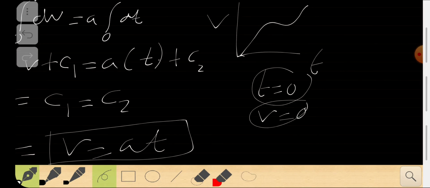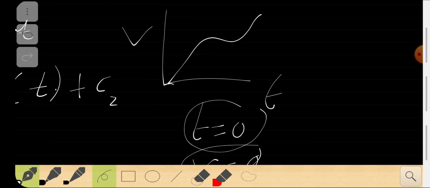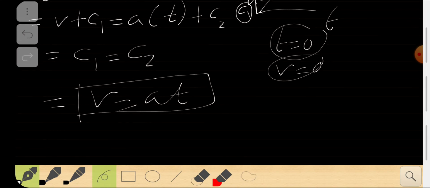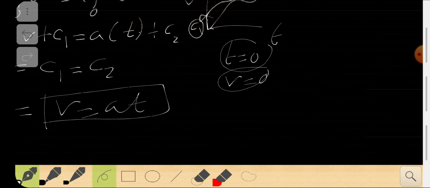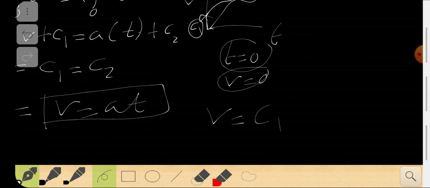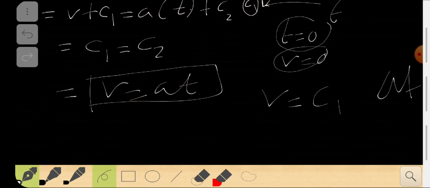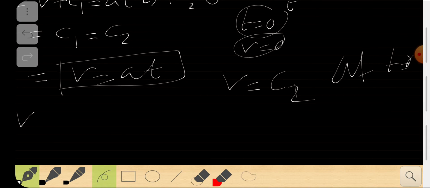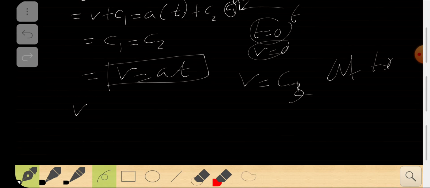If there is a change in this plot, some kind of a difference in this plot, starting from here, you can clearly see that this c1, the new constant, will add back into this equation. So at t equal to 0, v is equal to some c1. You can substitute that equation back, and you find that v is equal to some constant, say c2 or c3, let it be c3. So v is equal to c3.